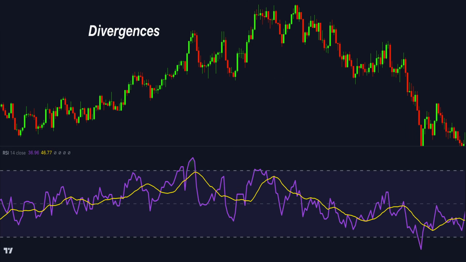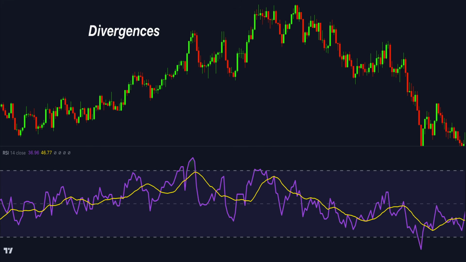And of course, we can't forget about divergences. Understanding these can help us use the RSI even more effectively. Now, we're back to just the regular RSI with the default length of 14. Basically, divergences can show us when a reversal in price might be coming soon. A divergence occurs when price diverges from the RSI.